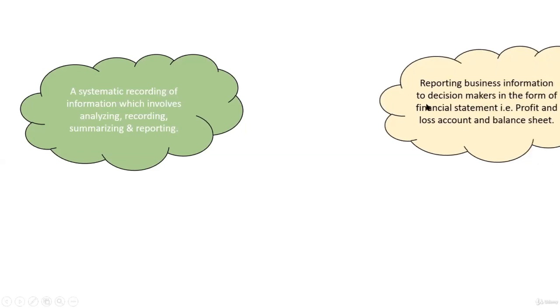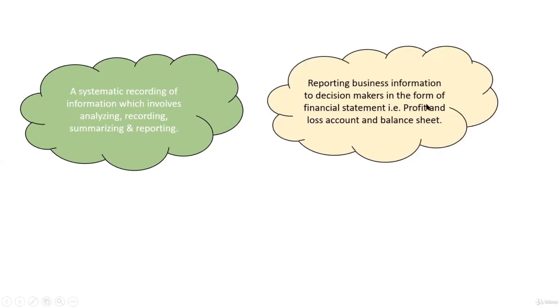Now, the second thing is reporting. What is reporting? It is business information for those who make decisions, in the form of financial statements. That is, we'll prepare financial statements like the profit and loss account and balance sheet, so that the investors of our business can decide whether they have to invest their money for the future or not.